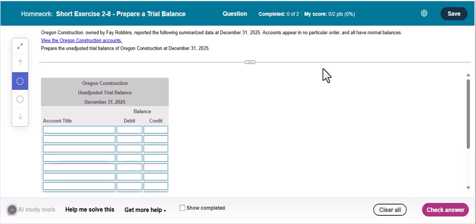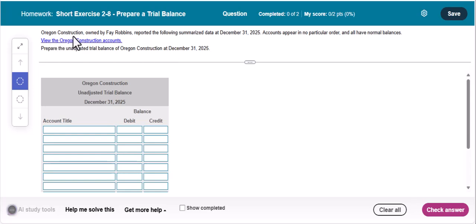Short exercise 2-8, we're going to prepare a trial balance. Now, remember the main reason that we do a trial balance is to double check that our debits equal our credits. But also, a trial balance can be used to help us create our 3 financial statements.